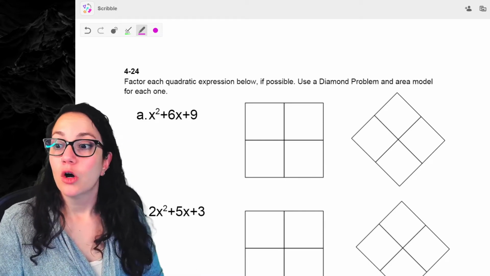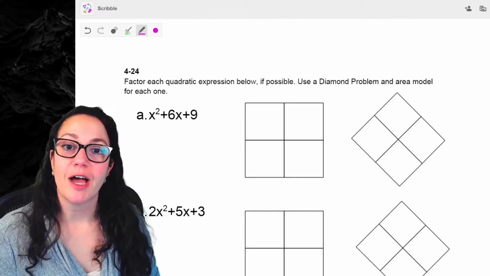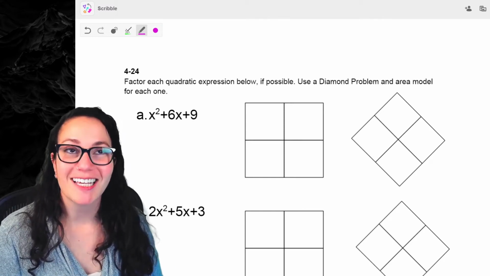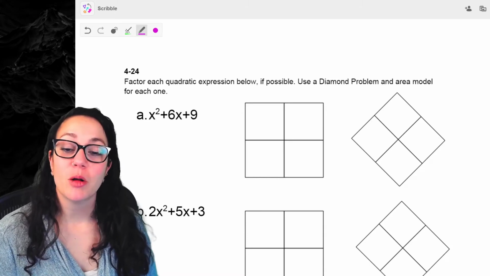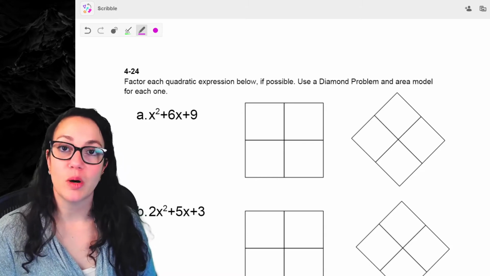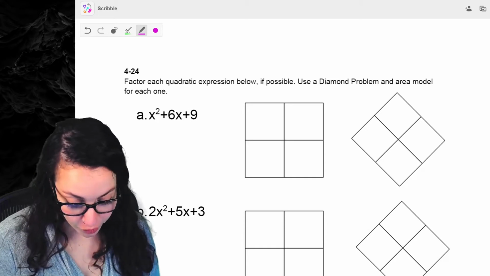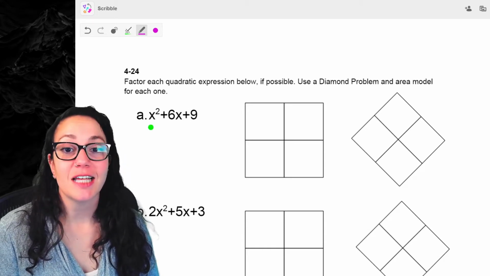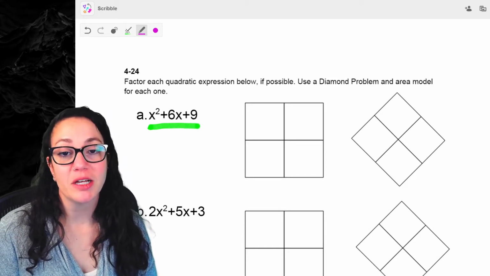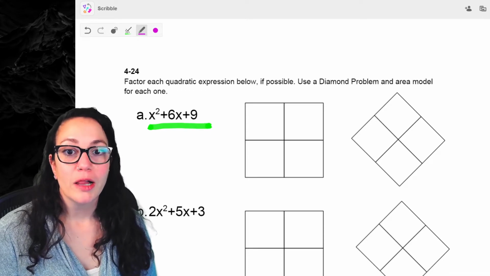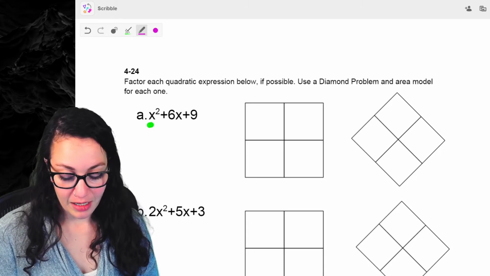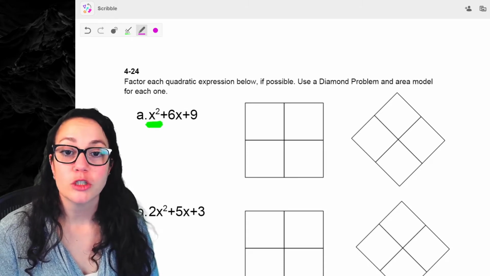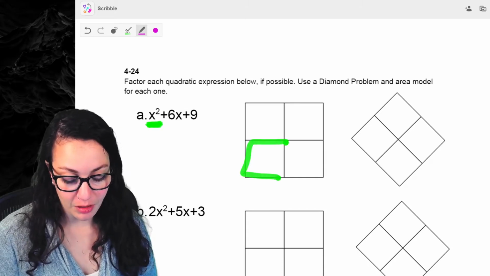All right. Our first question wants us to factor each quadratic expression below, if possible. We're going to use a diamond problem and area models for each one. So our first quadratic expression is x squared plus 6x plus 9. Well, the first thing I do is I grab my x squared term, my quadratic term, and I'm going to put it in the bottom left.